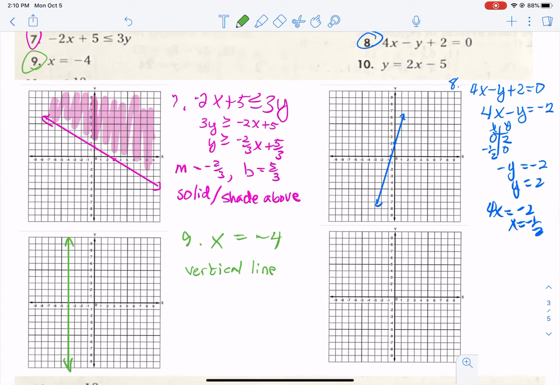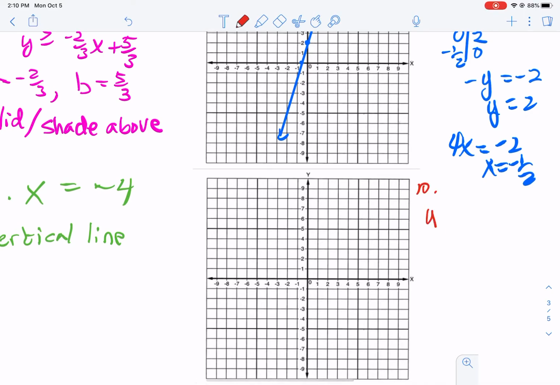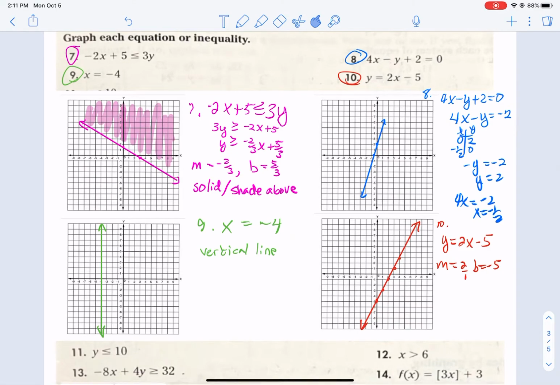Let's look at number 10. 10 is a good old just standard line again. Let me write it down. Y equals 2x minus 5. That is a perfect slope-intercept form. Our slope is 2. So make that 2 over 1 so we know where to go. Our y-intercept is negative 5. So we're going to start on the y-axis at negative 5, count up 2 to the right one, up 2 to the right one, up 2 to the right one, as many times as you want. And then go ahead and draw your line. And it's just a standard line. So there are 4 different graphs, 1 inequality, and 3 just linear graphs.